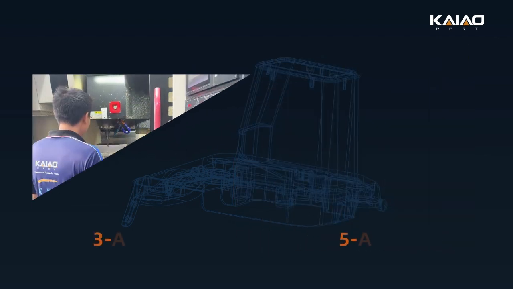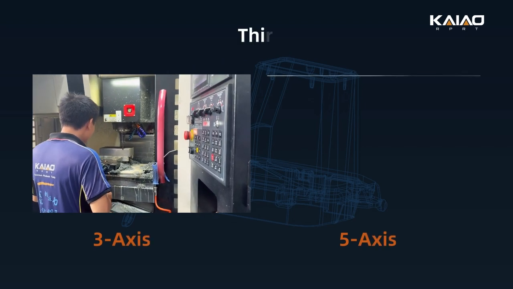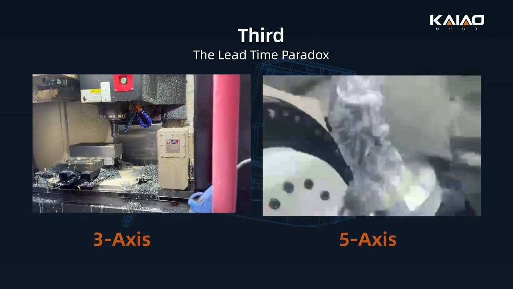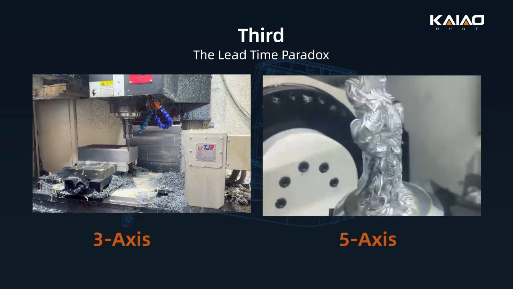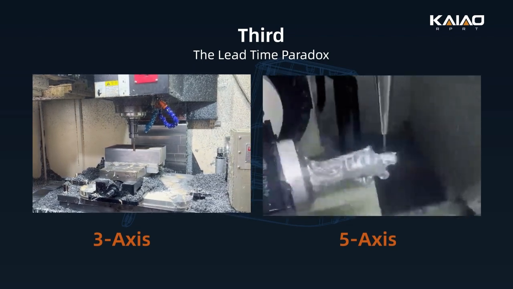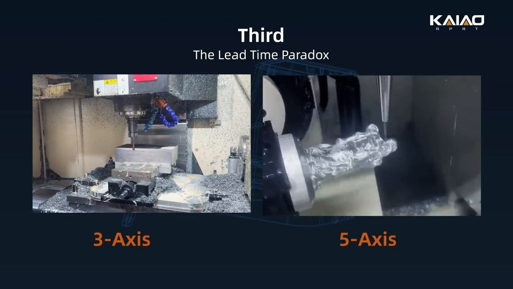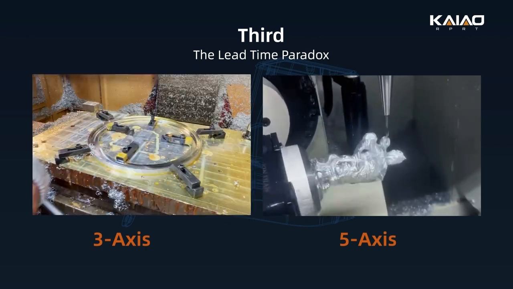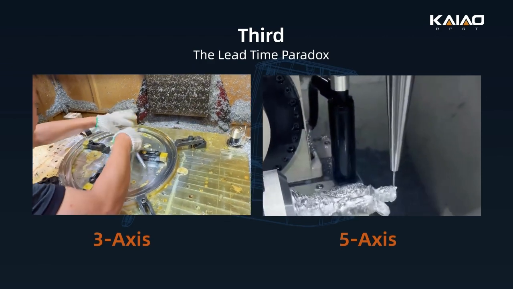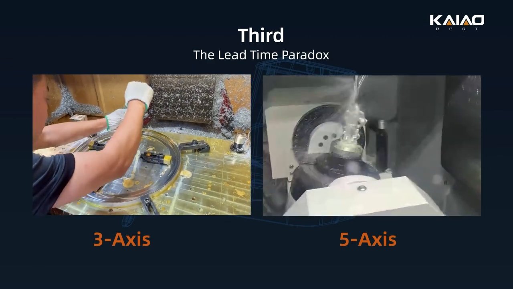And third, the lead time paradox. 5-axis isn't always faster, it depends on your volume. If you are doing a single prototype, 5-axis is actually slower. The upfront time required for complex programming, anti-crash simulations, and ultra-precise tool calibration takes ages. A 3-axis machinist could flip the part by hand and finish it before the 5-axis even starts cutting.